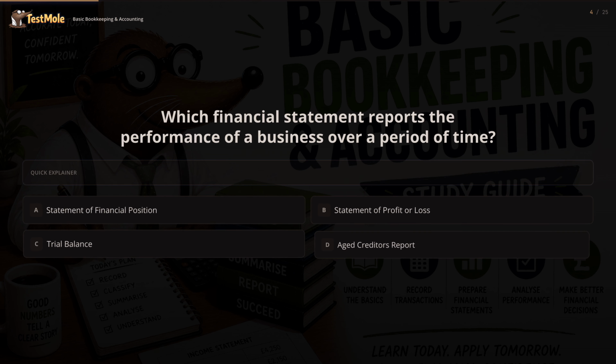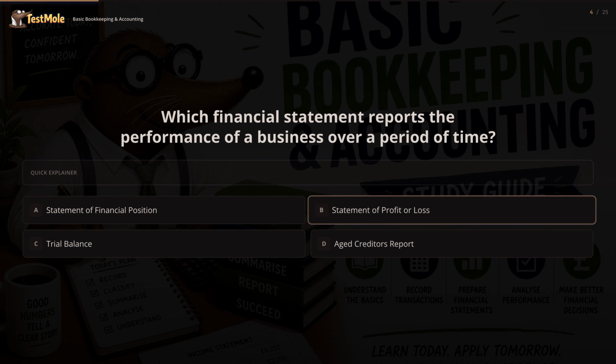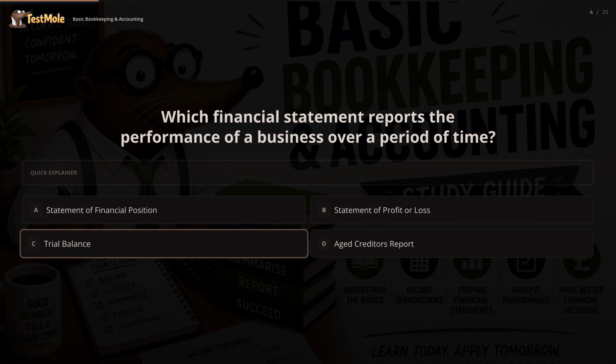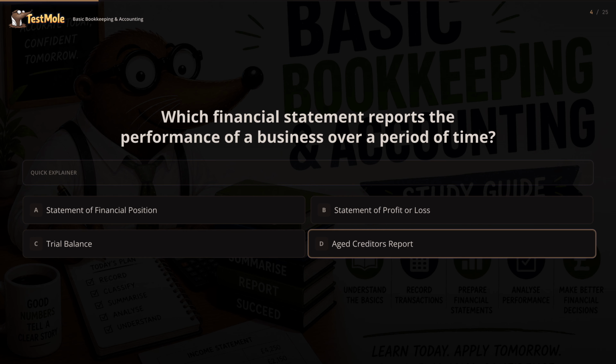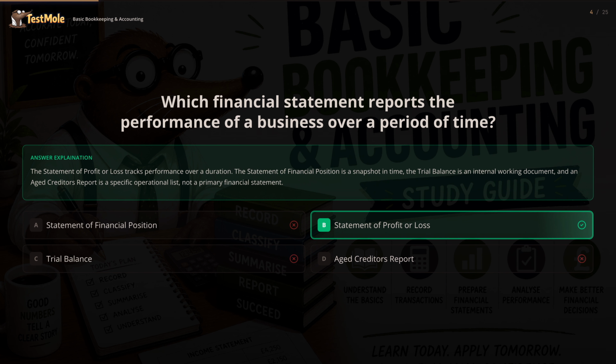Choose between A. Statement of financial position. B. Statement of profit or loss. C. Trial balance. D. Aged creditors report. The answer is B. The statement of profit or loss tracks performance over a duration. The statement of financial position is a snapshot in time, the trial balance is an internal working document, and an aged creditors report is a specific operational list, not a primary financial statement.